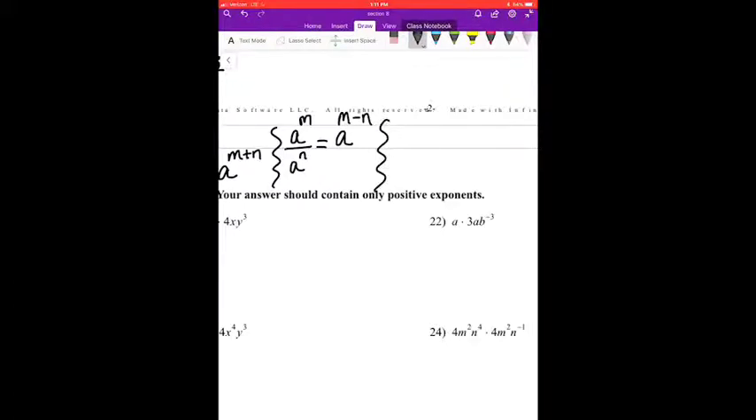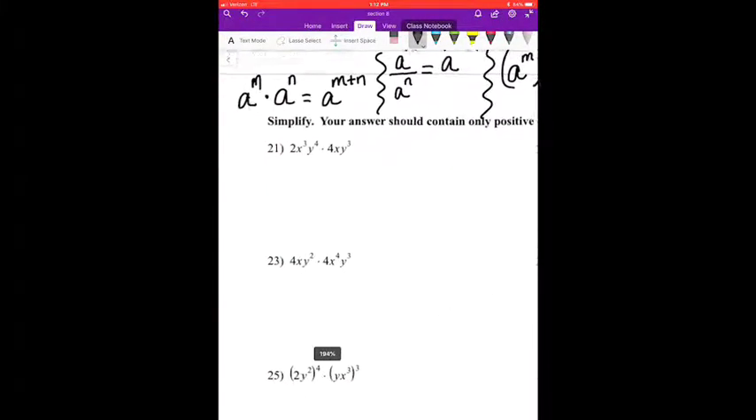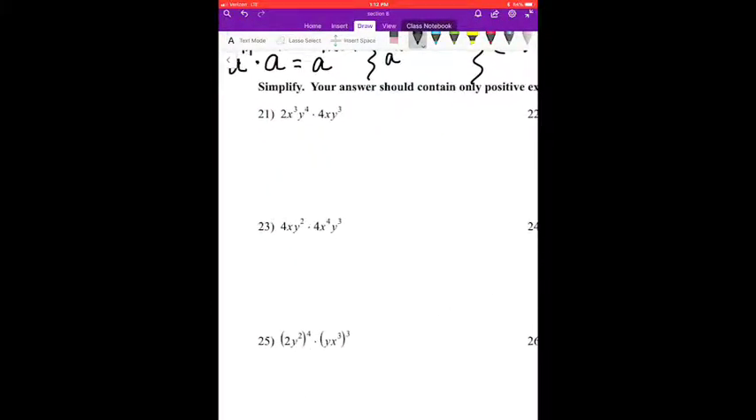We already said power to a power. If your exponent has an exponent, you use the power to a power rule, which says keep the base and multiply the exponents. Okay? All right, so we got to remember these rules when we're doing 21 through 28.